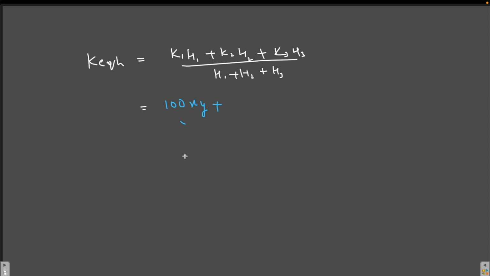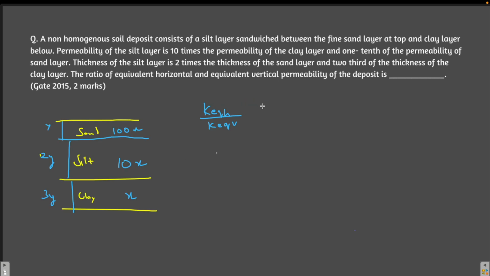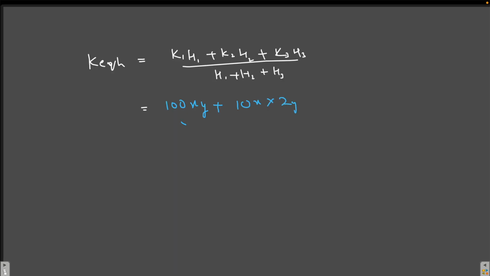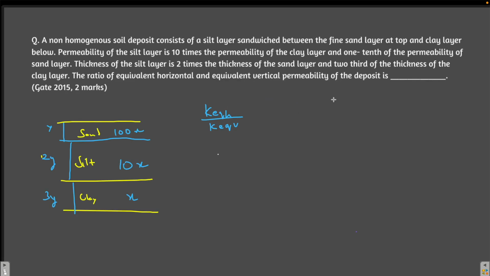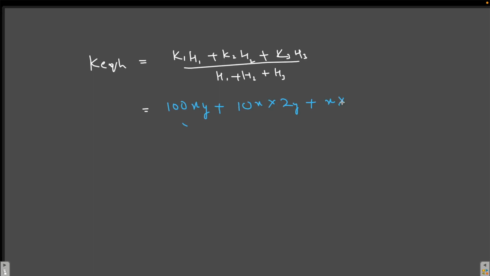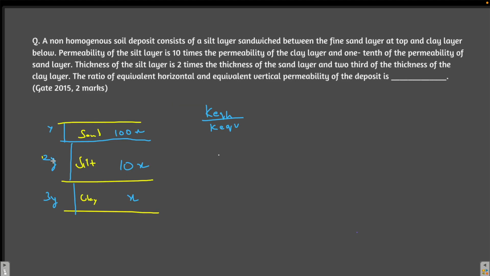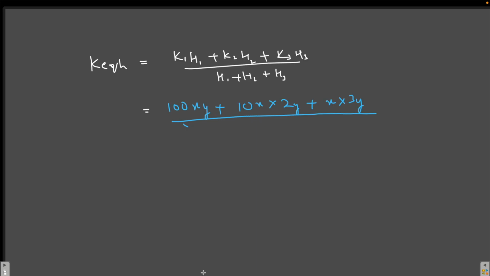Now plus what is K2? K2 is 10x. That is for silt. So 10x into what is H2 now? 2y, right? Plus K3. K3 is x, and what is H3? The height of the clay layer is 3y, right? By H1 plus H2 plus H3, meaning all the heights. So y plus 2y, that is 3y, plus 3y. This will give us 6y, okay? So y plus 2y plus 3y.